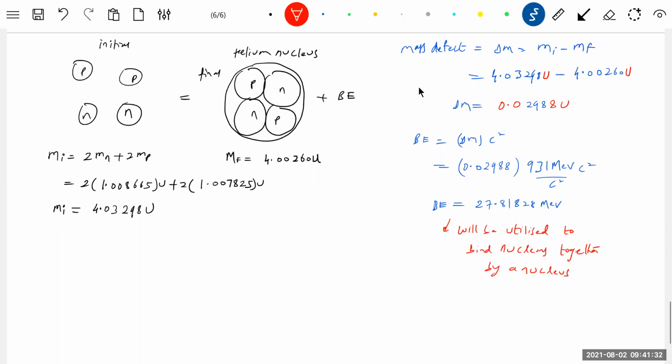Sir, how does the nucleus come to know to do all this operation? We don't know, please don't ask me. Sir, why does it happen?